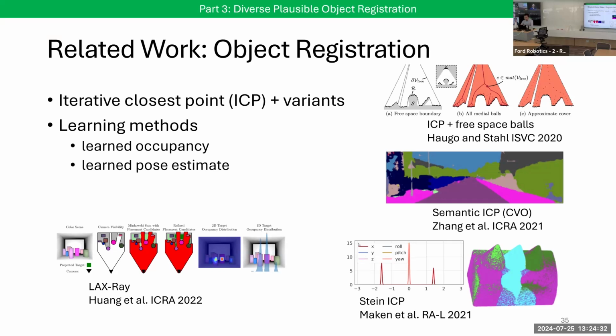We also note that there are many learning methods, for example, learning the occupancy or learning to estimate the pose directly. Compared to these methods, ours can generalize to novel objects and cameras, as well as introducing multiple sensors without any retraining.